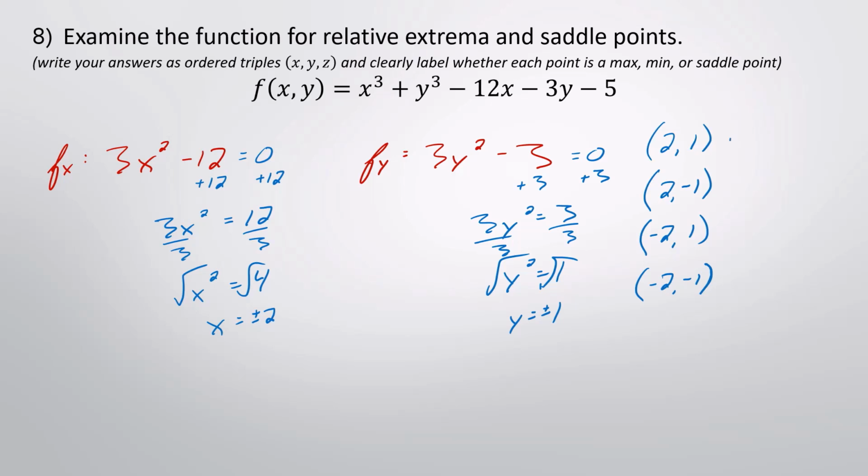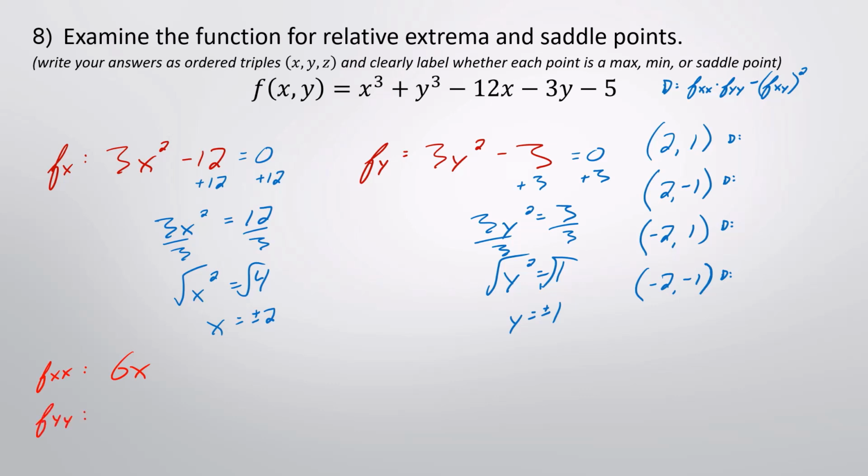Again, I'll just need to figure out what is the D value of each of these, where again the formula for that will be fxx times fyy minus fxy squared at each point. So let's go ahead and get the fxx and fxy's. So fxx, if I do that down here bottom left, that would be the derivative of the x with respect to x again. So 3x squared would become 6x, negative 12 would become 0, so that's it.